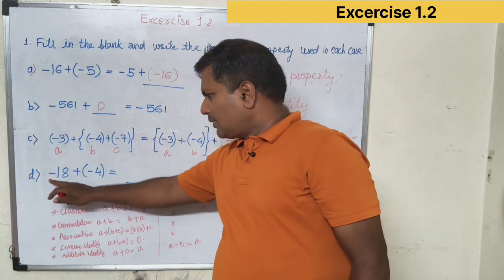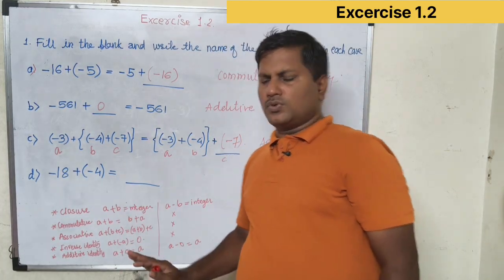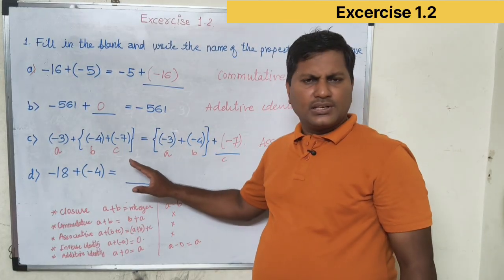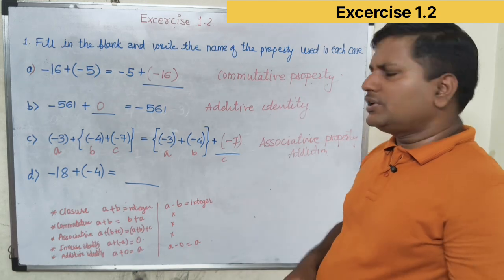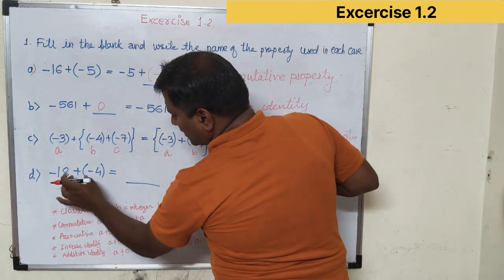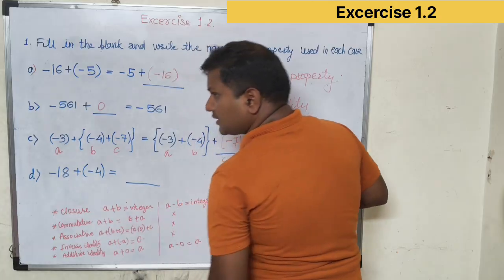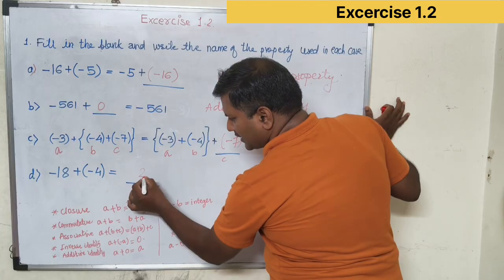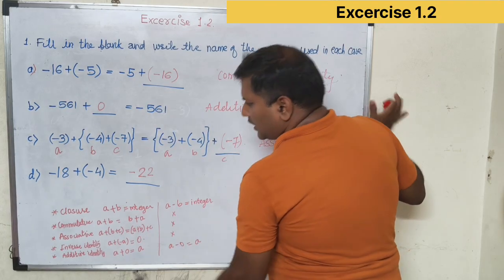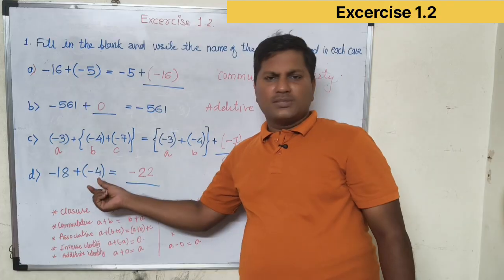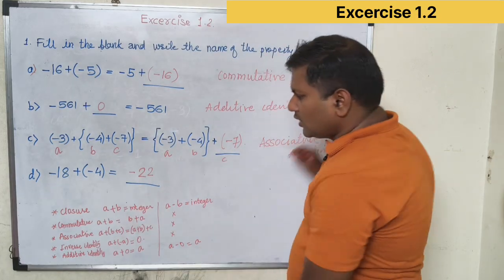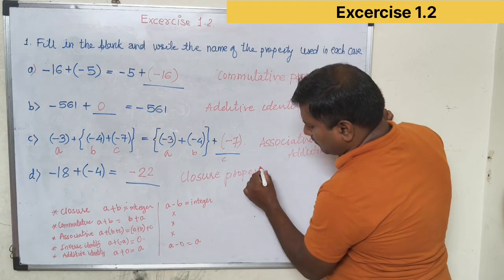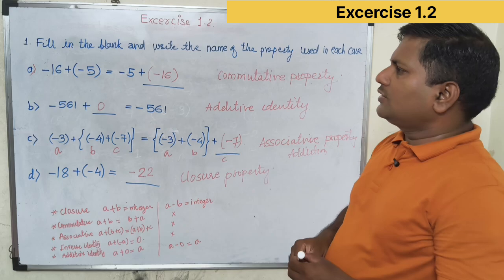And the last one: minus 18 plus minus 4 is equal to, nothing is given. If nothing is given, then directly write the subtraction or addition, that is minus 18 plus minus 4. Adding minus 4 to minus 18, add both and write the common sign, so you will get minus 22. The addition of a plus b gives an integer, that is called the closure property. So this is question number 1.